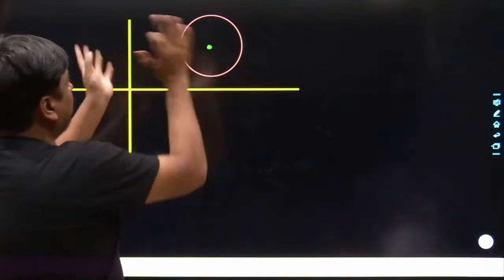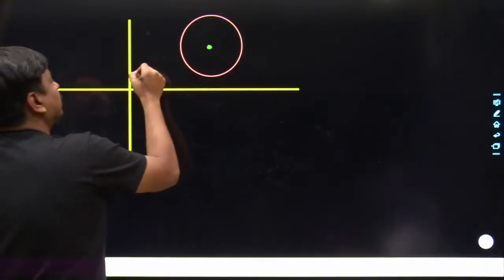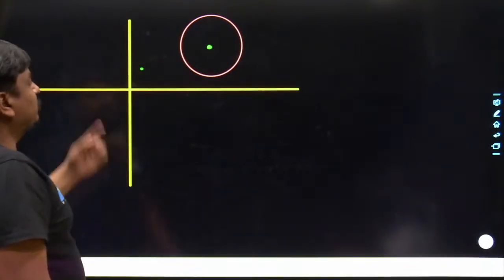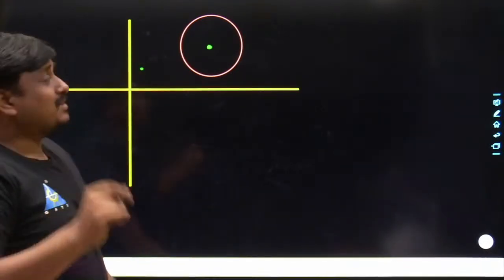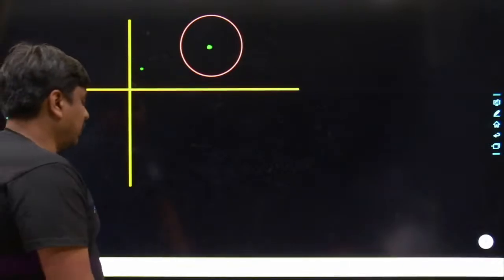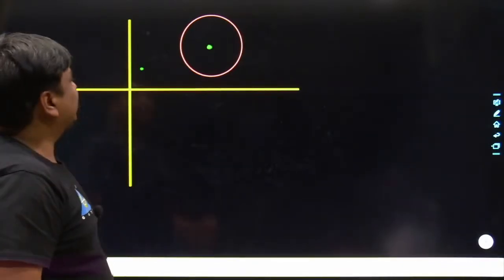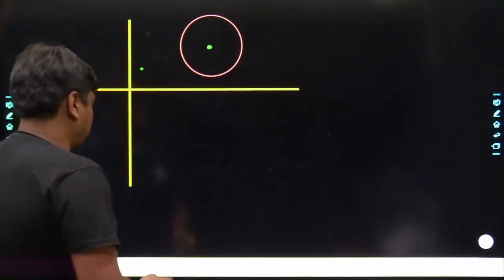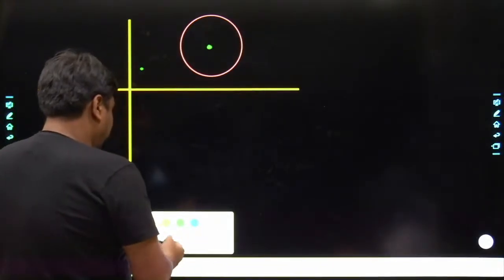You had a point outside from the circle. Let's take that point had been somewhere here. And from this point you are going to draw the tangent over the circle. How many tangents can you draw? Obviously exactly 2 tangents you can draw. How? You yourself would be able to understand it.